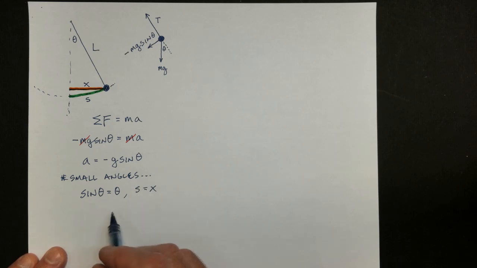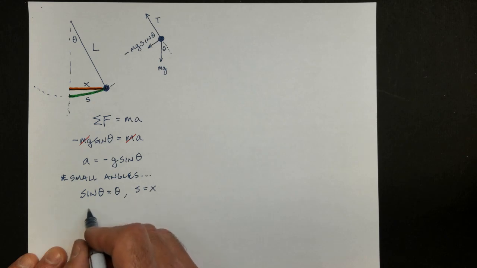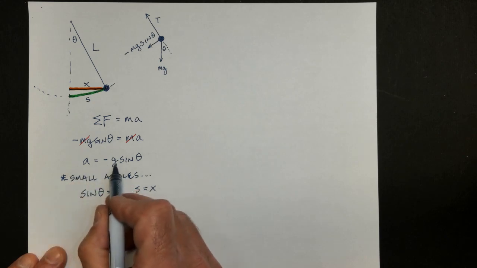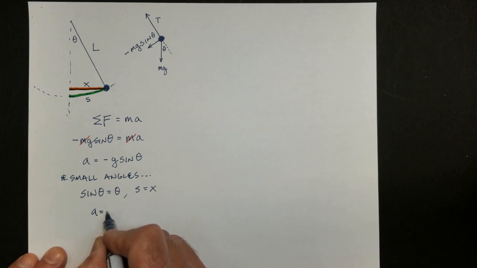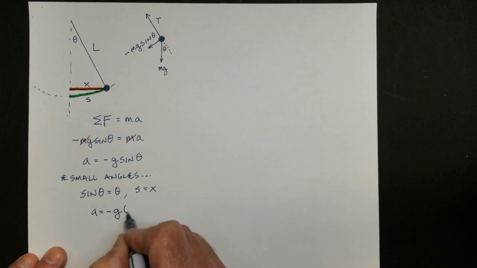So what can we say now? Well, we can simply say that acceleration, again, is not g sine theta, but acceleration is just negative g times theta.